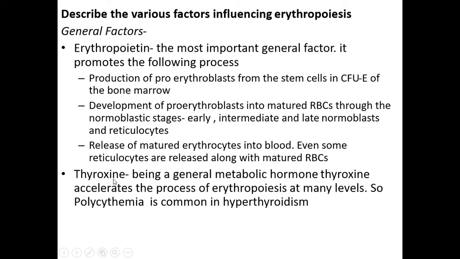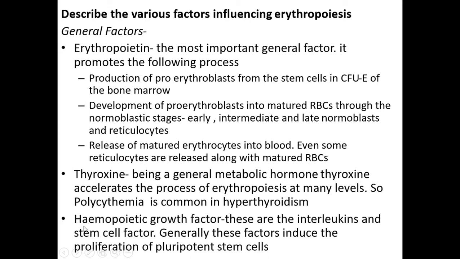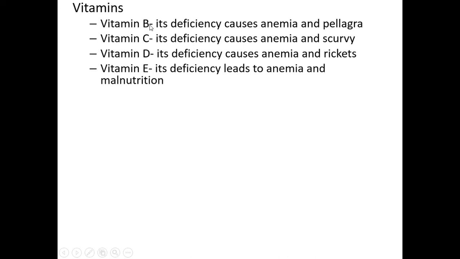Thyroxine is the second general factor. Thyroxine accelerates the process of erythropoiesis at many levels, so polycythemia is common in hyperthyroidism. Hemopoietic growth factors: these are the interleukins and stem cell factor. Generally, these factors induce proliferation of pluripotent stem cells. Vitamins like vitamin B, C, D and E.